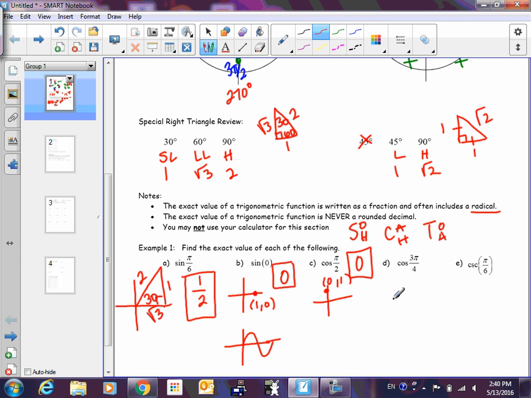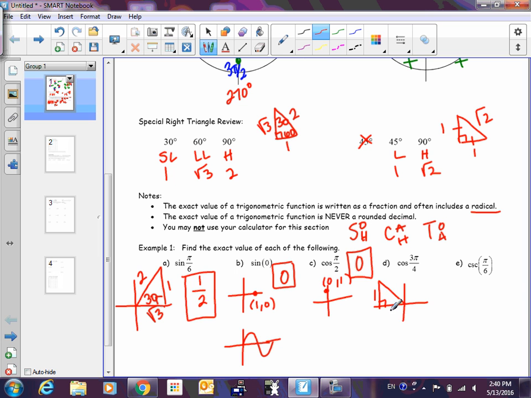Okay, what's the reference angle on D? This one looks a little bit more complicated, so we can always go back to basics. If it's over 4, it's a 45-degree reference angle. And 3 pi over 4, that would be like 3/4 of a pi. That would put you right here in quadrant 2, and that's important because that's going to determine whether my answer should be positive or negative.